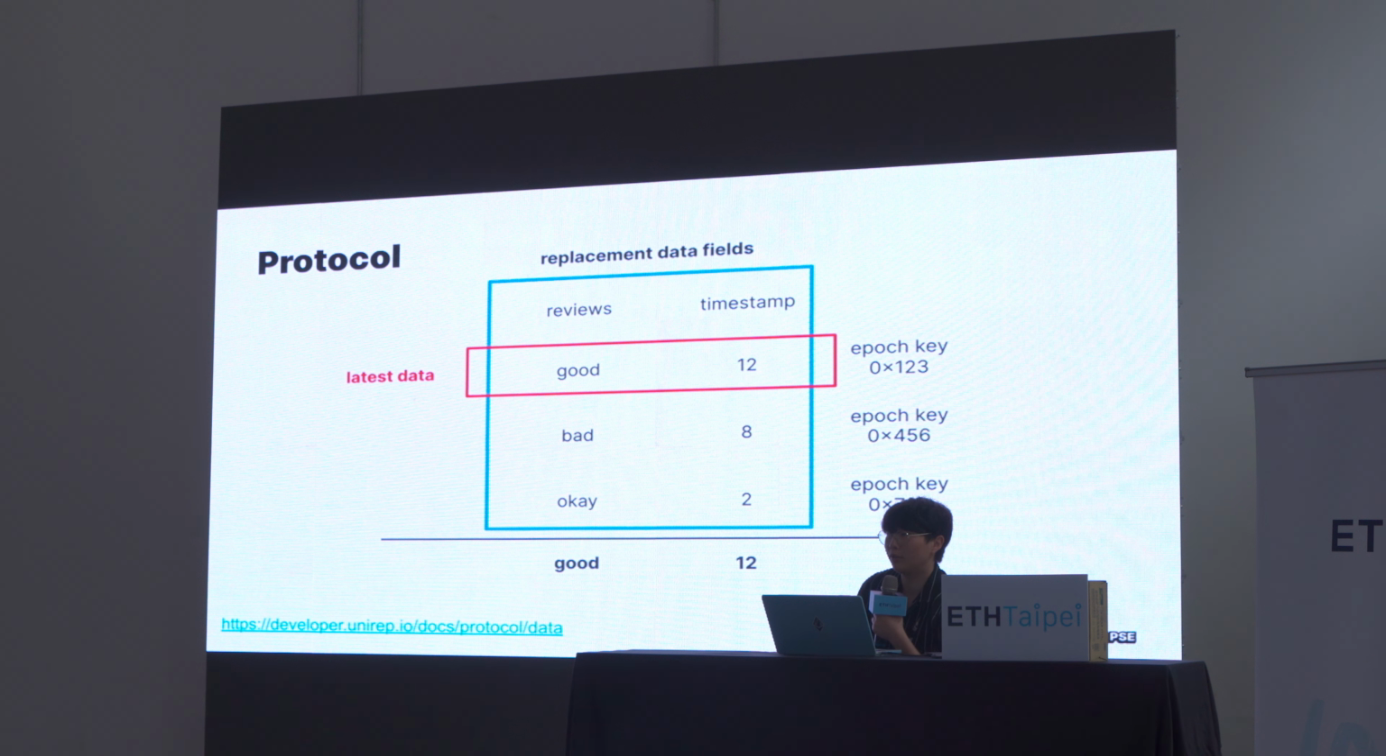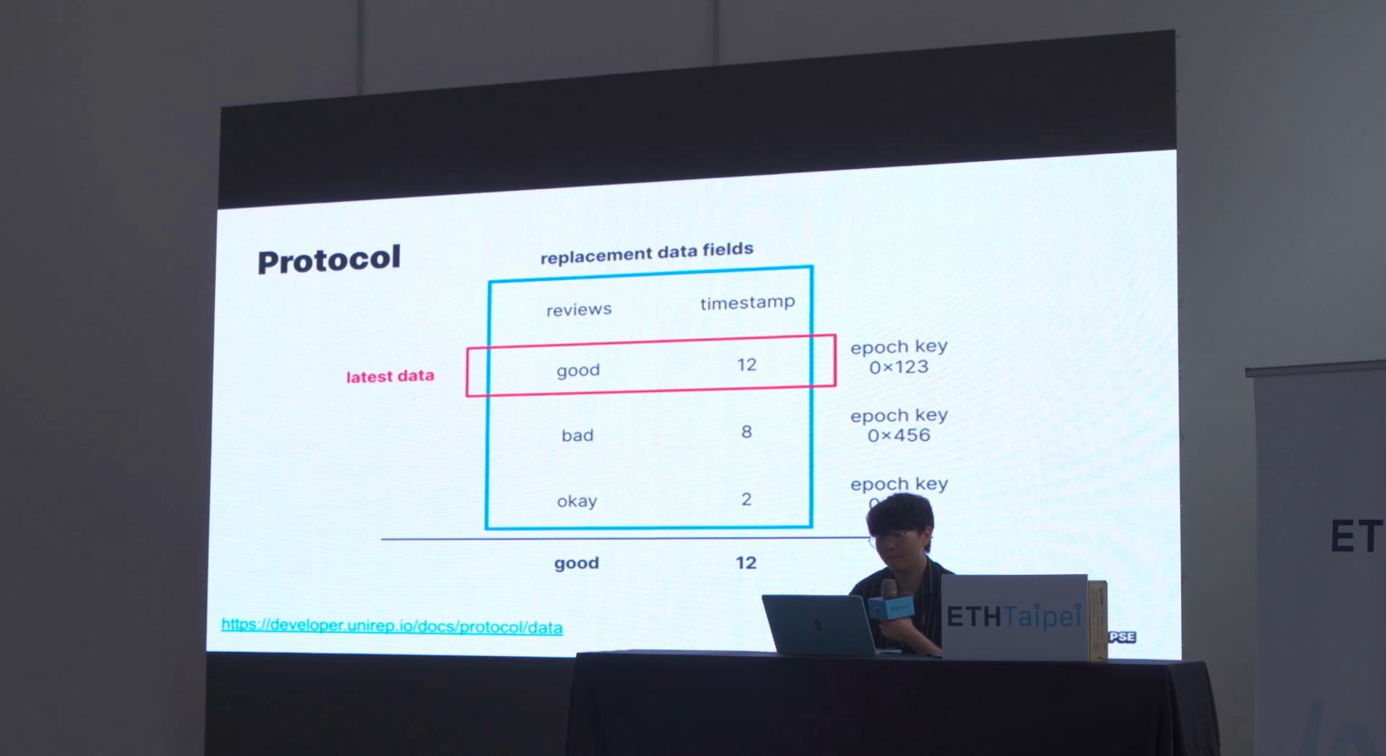And the replacement data field, we give it a timestamp, and then the latest one will replace the previous one. Yeah, so even if the third epoch key is larger than the first epoch key, then in the circuits we can still find the latest data, which is the first data.